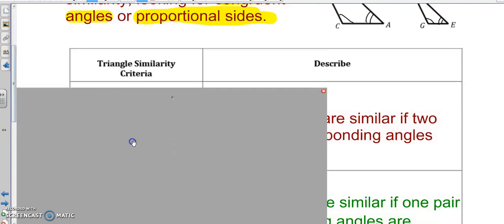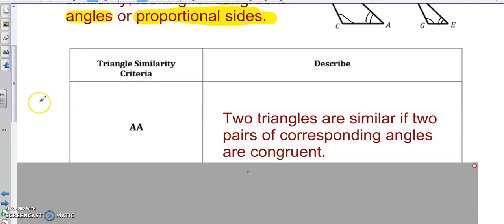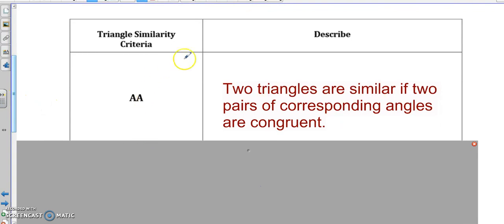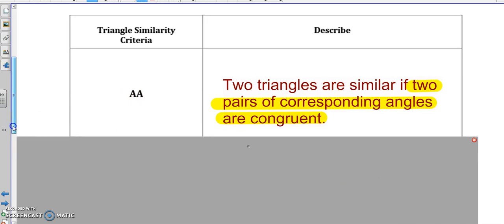Okay, and the first one is the one we've done a lot of. The first one is angle-angle. All right, so if two triangles have corresponding angles that are congruent, it means they must be similar. So as always, if I'm going too quick, please pause, rewind, take advantage of the video. So two triangles are similar if two pairs of corresponding angles are congruent. This is the one we're used to. So angle-angle. Moving on. Pause if you need to.